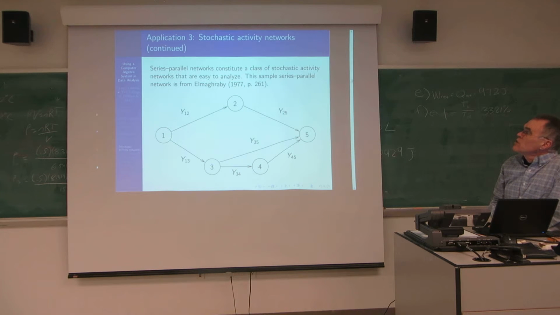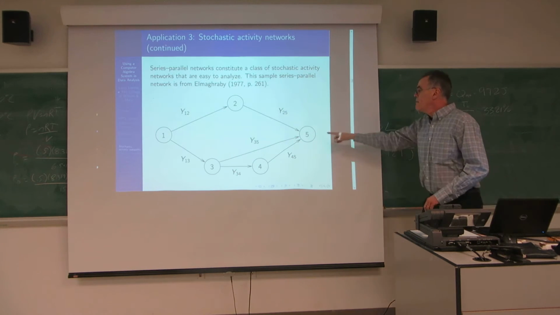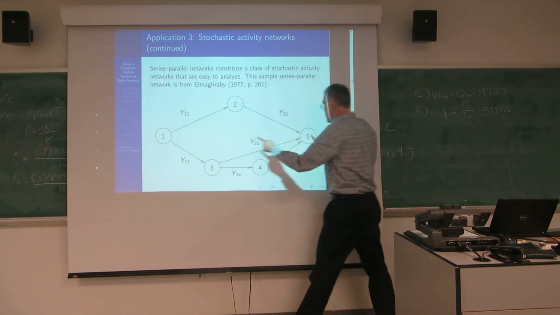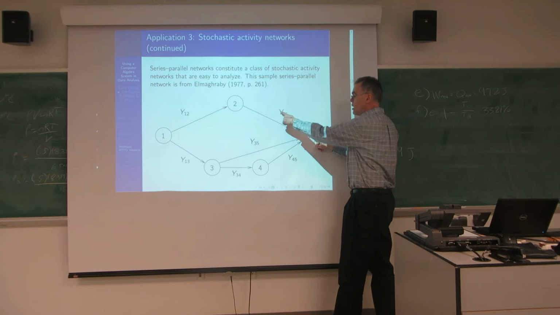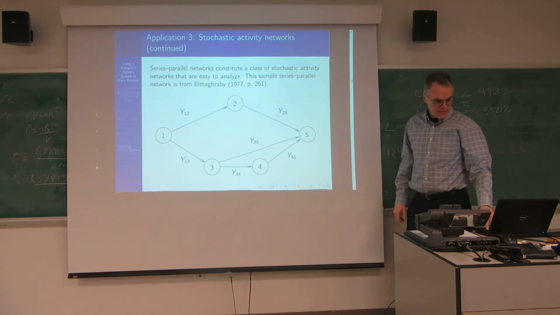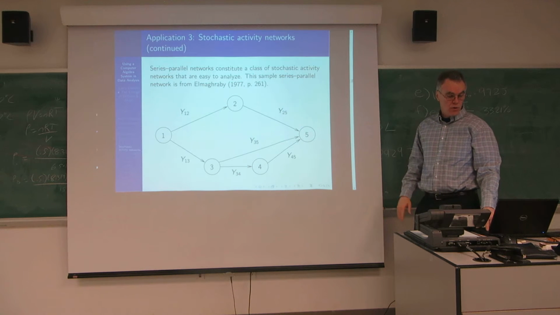Now it turns out that series parallel networks are a class that are easy to handle, and this is taken from El Maghrabi's book. This is an example of a series parallel system, and on the next slide I'll show you why. We have 5 nodes here, and we're trying to figure out how long it takes us to get from here to here with all of these random activities taking place. And we know their distributions and we know they're independent.